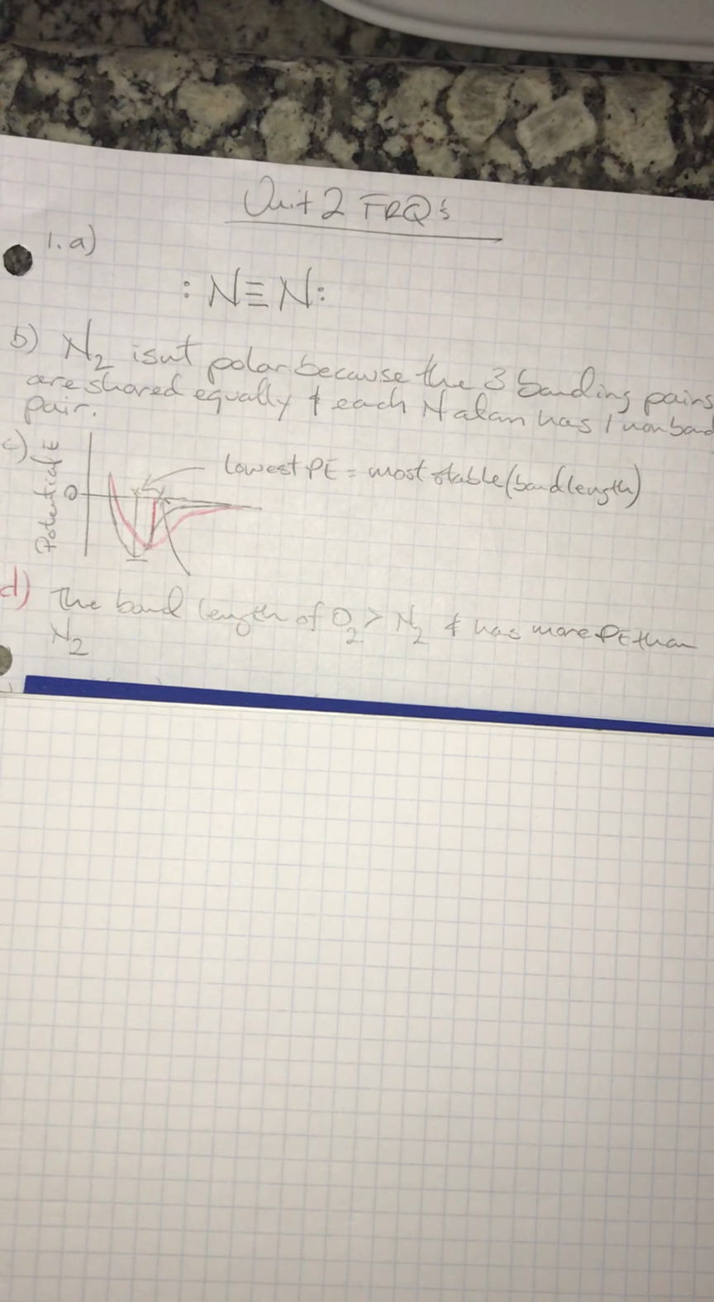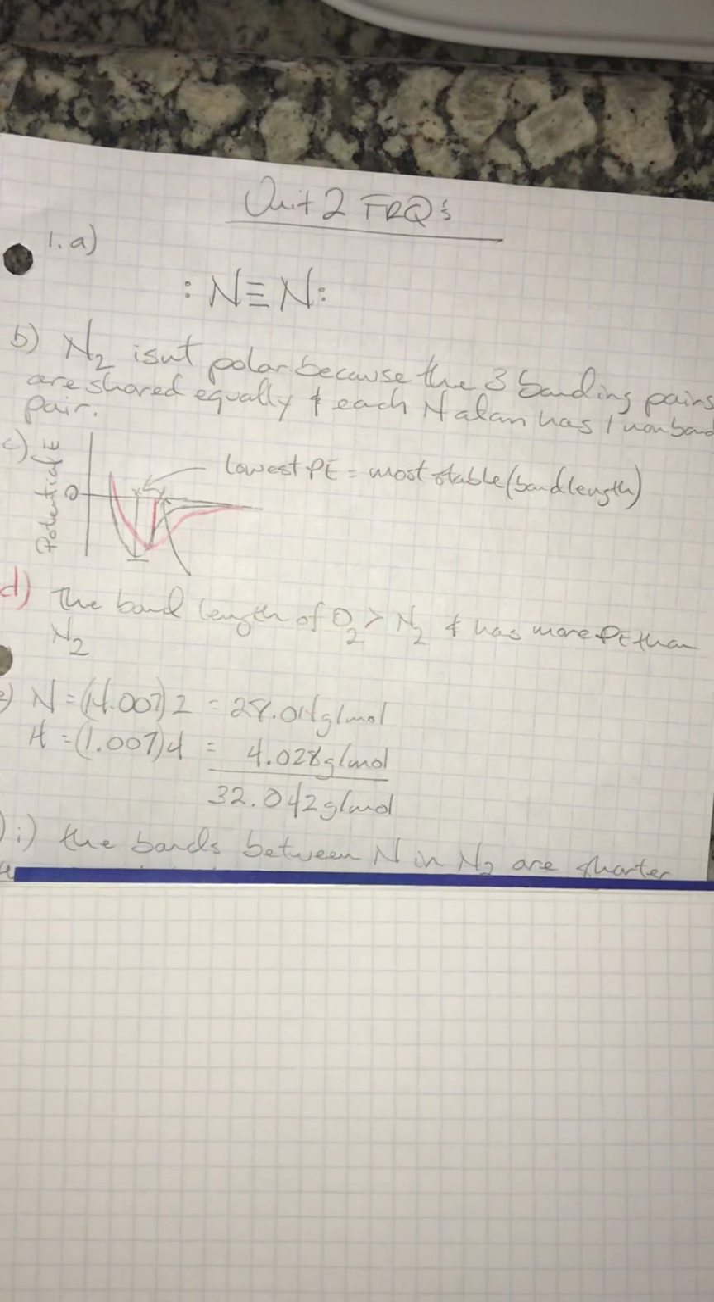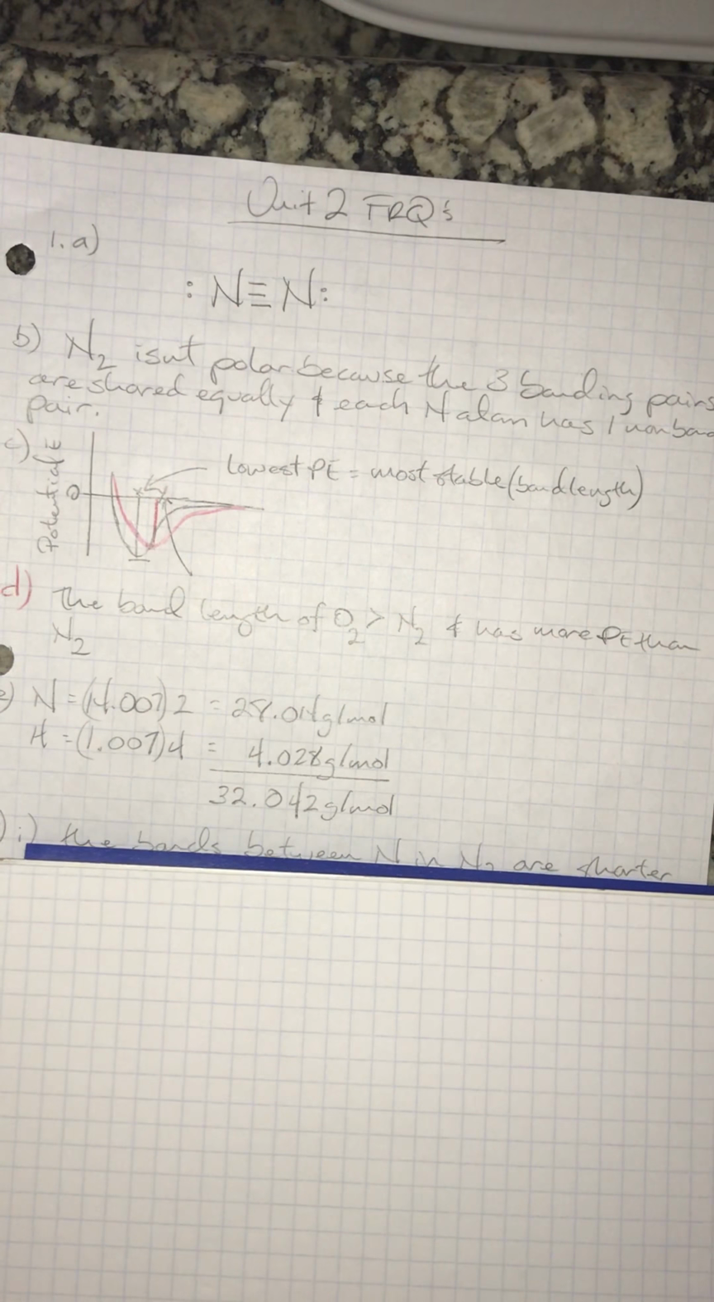Then E asks, what is the numerical quantity needed to convert the number of grams of hydrazine, which is N2H4, to the number of moles? Well, to convert between grams and moles, you need molar mass. And molar mass is 32.042 grams per mole for N2H4, or hydrazine.